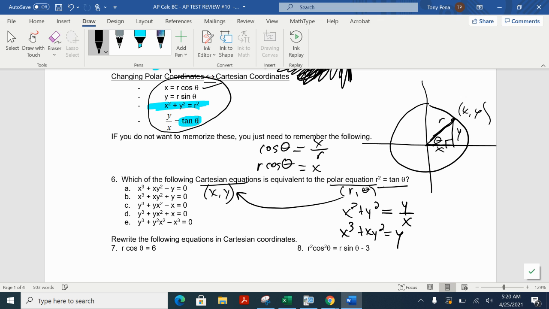So if we multiply everything by x, multiply these by x, you'll get that x cubed plus xy squared. Subtract your y over. Should end up getting an A, or letter A.